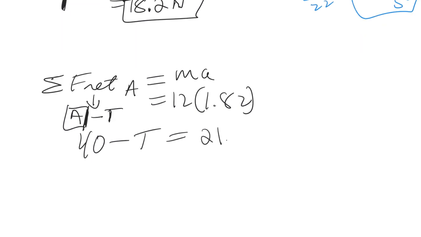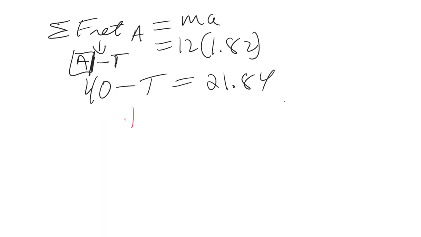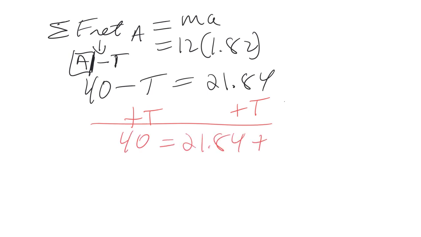Okay, 21.84. So the tension is 21.84 plus 40. Well, that's negative tension. Let's be careful. So let's add T to both sides. So 40 equals 21.84 plus T. So T equals 40 minus 21.84. I get 18.16.